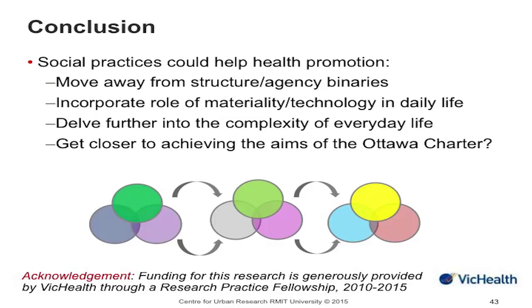In particular though, social practice theory could help health promotion move away from the structure-agency binary which it's suffered from and move beyond an individual focus. It would help incorporate the role of materiality in technology and non-humans in daily life, and account further for the complexity of everyday life, considering other aspects of daily routines other than what's labelled healthy or unhealthy behaviours. And ultimately, perhaps it could help us get better at achieving the aims of the Ottawa Charter.